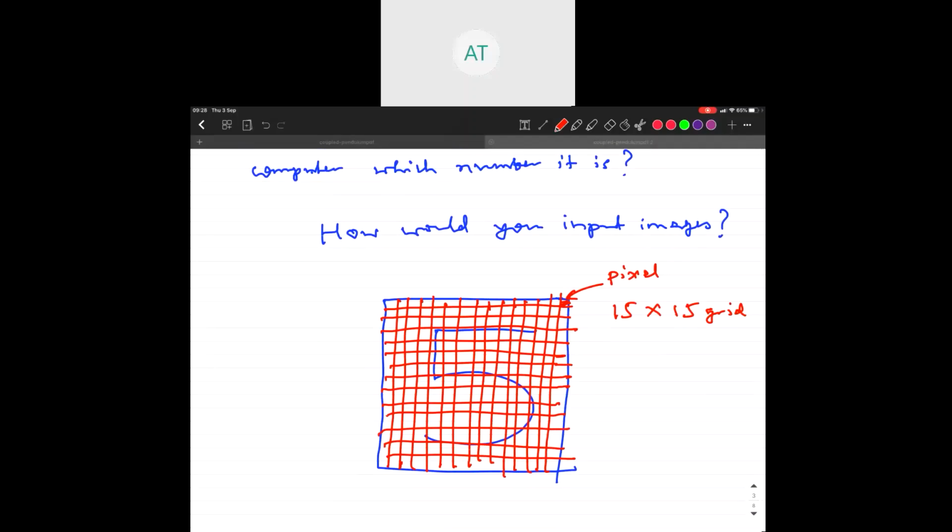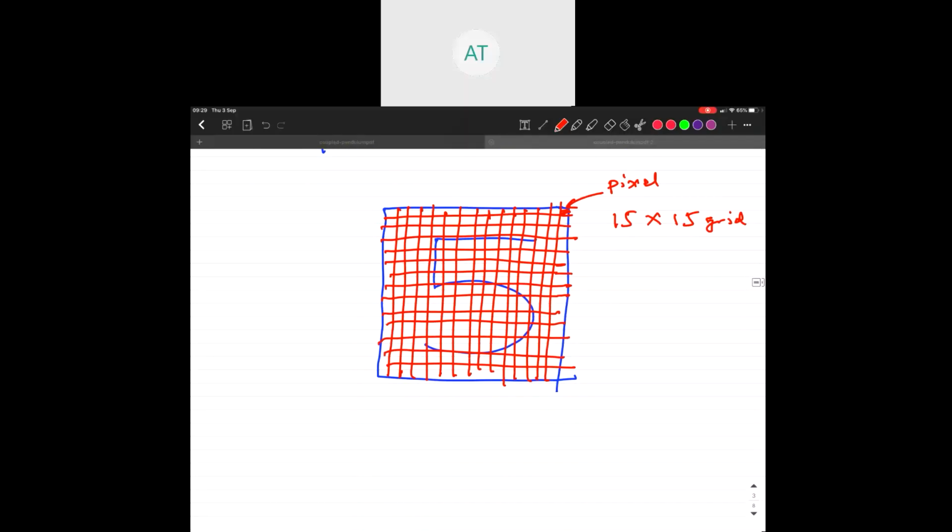Now, this number 5 could have been any other image for that matter. It need not necessarily be the specific image. And each of these grid cells can have values from 0 to 2 to the power 8 minus 1. So this is for 8-bit computing.